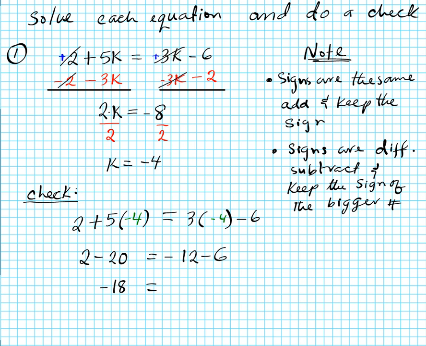Bam. All right. And then these two, notice that the signs are the same. If the signs are the same, you add and keep the sign. So what's 12 plus 6? 18. Since they're both negative, you have a negative here. So excellent. Our answer works. Since we did a check and it works out, we can be confident that our result is accurate. So the answer is k equals negative 4.